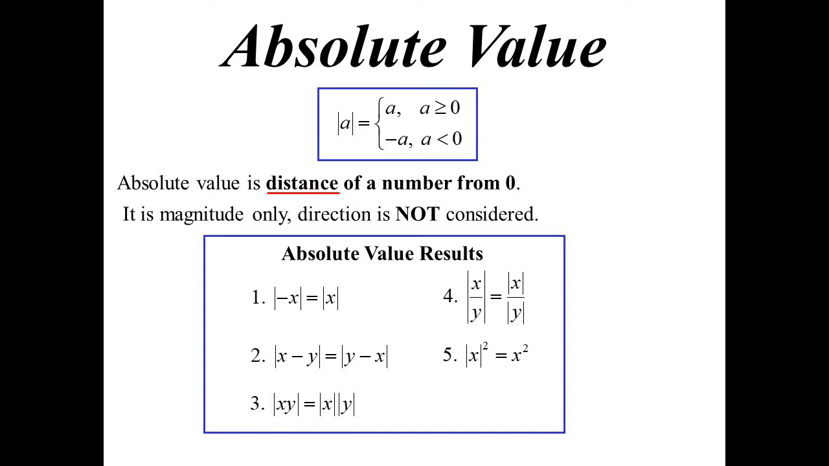The absolute value of x squared is x squared. Here's the interesting one though. The square root of x squared is the absolute value of x. Simple one to start off with.